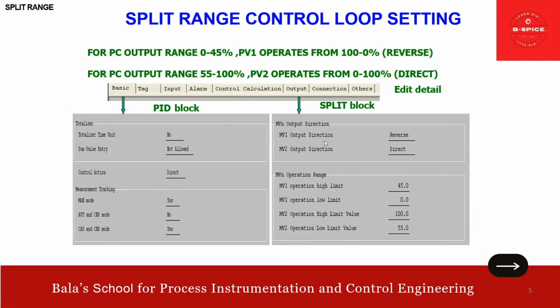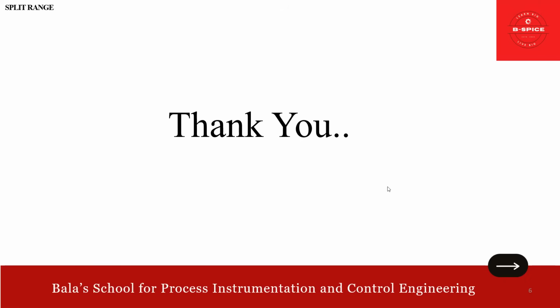So this is how we need to configure, friends. You can see here the MV1 direction is reverse, and the MV2 output direction is direct. That's it, friends. This is the simple example of a split range.